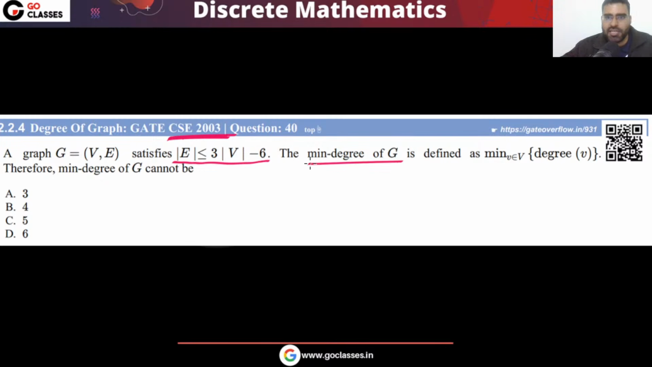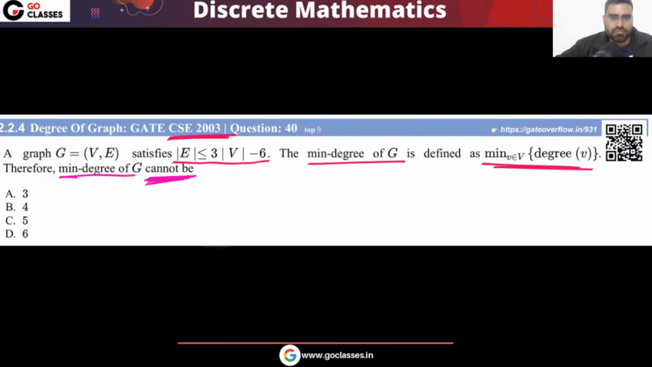The minimum degree is defined like this. The minimum degree is the minimum of all the degrees. That's correct. The question is saying that the number of edges is less than or equal to 3 times the number of vertices minus 6. The minimum degree is also given to you.